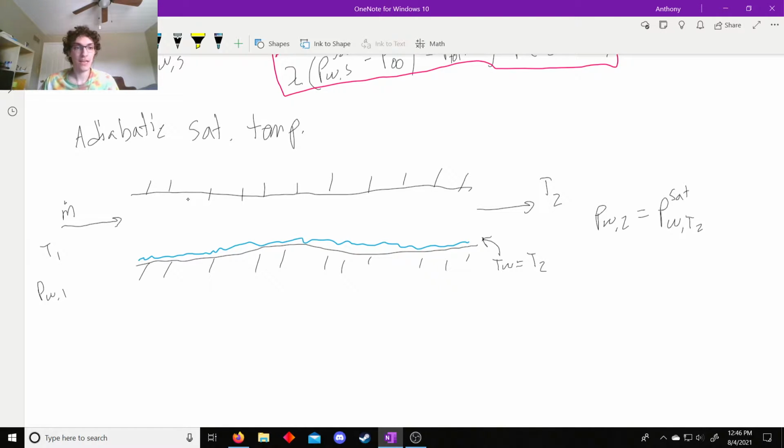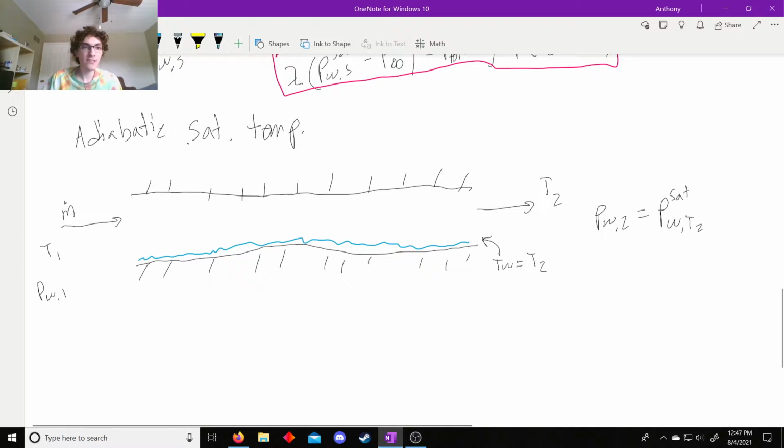And as water gets evaporated into the air, when the air has a lot of water vapor in it, eventually it will reach the same partial pressure of water as the vapor pressure of the water that we're adding in. So that is why we can make this statement here.